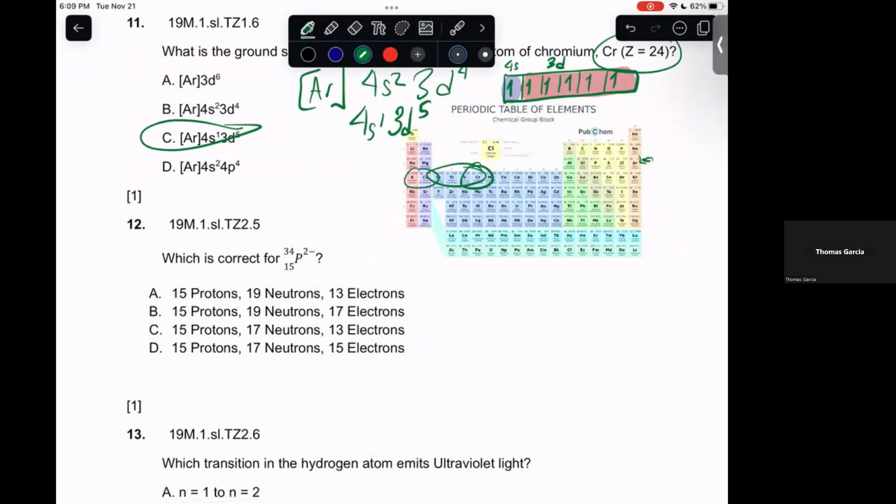What is correct for this element right here? It is phosphorus, so we know it has 15 protons. Awesome. We have 34 for our mass number, so 34 minus 15 equals 19. Therefore, we have 19 neutrons, so it cannot be these two down here. And lastly, we have a 2 minus charge, which means we have 2 more electrons, because electrons are negative, so it's got to be B.